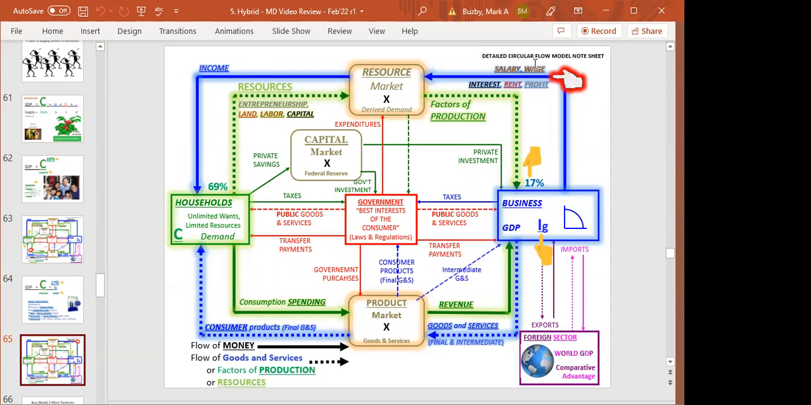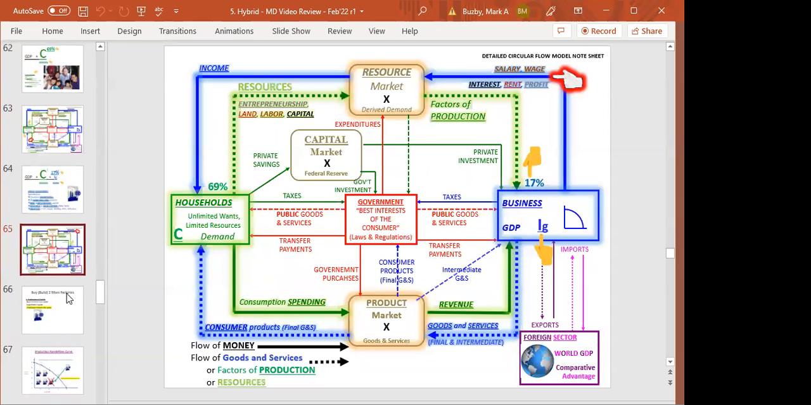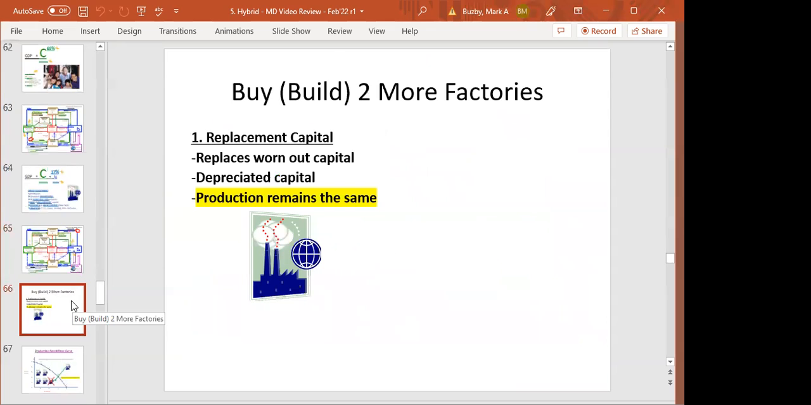Businesses, when they buy stuff, they're buying stuff from the resource market. In other words, labor, capital, land, and entrepreneurial ability. They're also buying intermediate goods and services. So these are the things that businesses are buying. 17% of that goes to business. So what do I mean between the two? All right. Replacement capital replaces worn out capital.